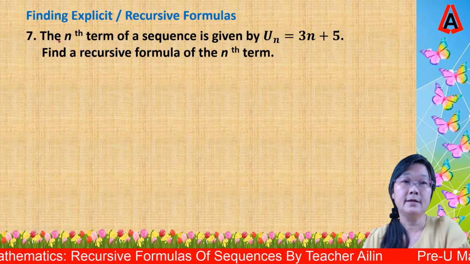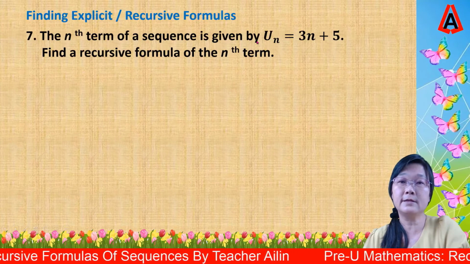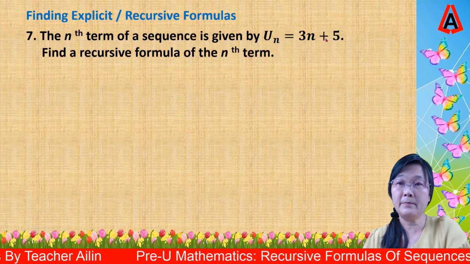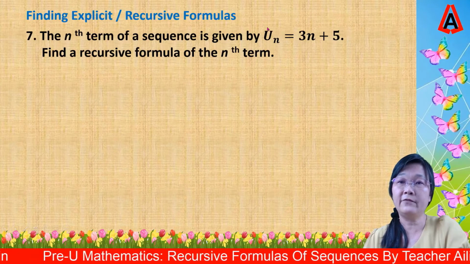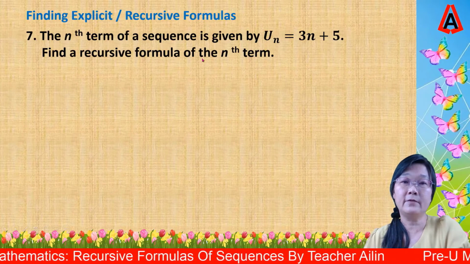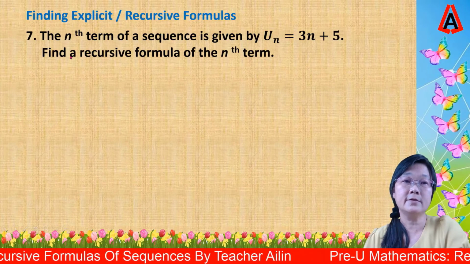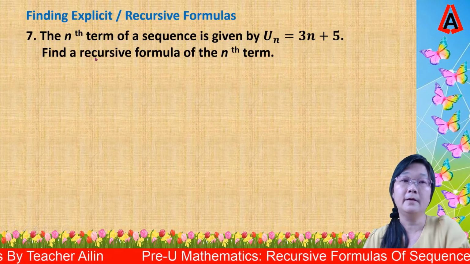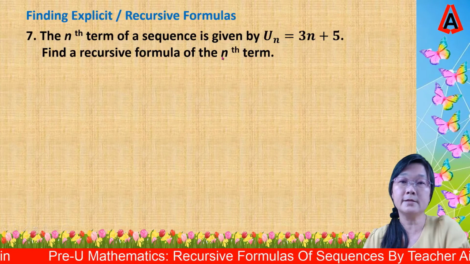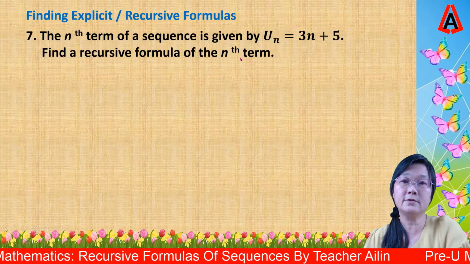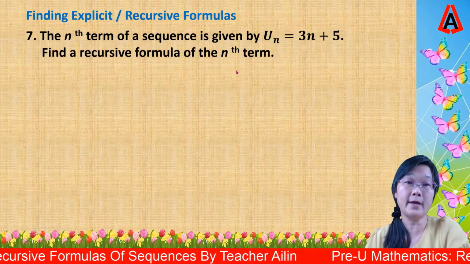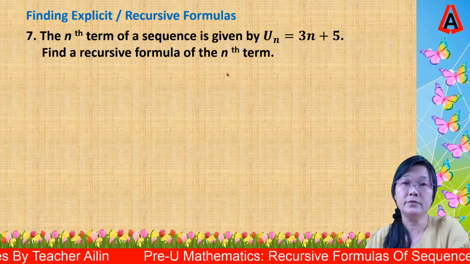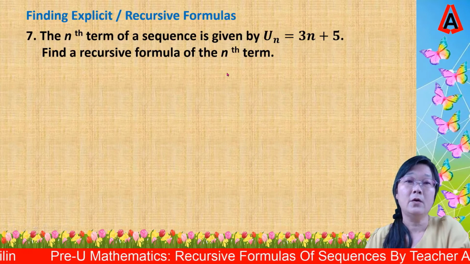So you are given that the n term of a sequence is given by Un equals 3n plus 5. So Un equals 3n plus 5 is the explicit formula. Then find a recursive formula of the n term. So this question asks for a recursive formula because the explicit formula is already given. But the recursive formula is only for the n term, which means you need to find the recursive formula for Un. So actually we have two methods you can use to find the recursive formula.